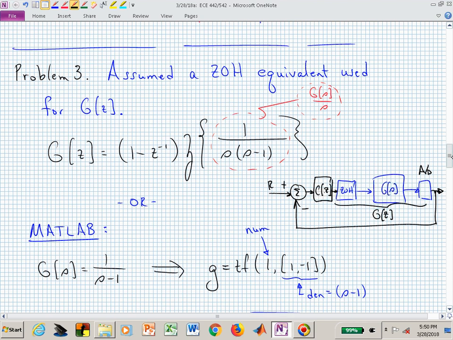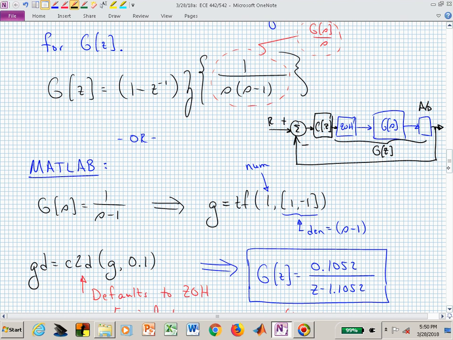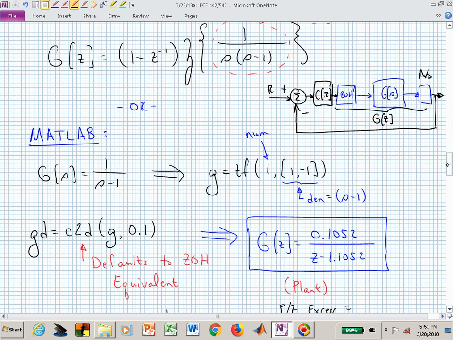And to find that G of Z, you could do it, as I just said, by hand. But by hand means find those formulas in the table and just write down the Z transform of that. Or use MATLAB and boom, out comes an answer. So I'm giving you the answer for capital G of Z right now. But in MATLAB, you would simply take this transfer function G and put it through the C to D function with a sample period of 0.1. And out pops your discrete time plant capital G of Z.